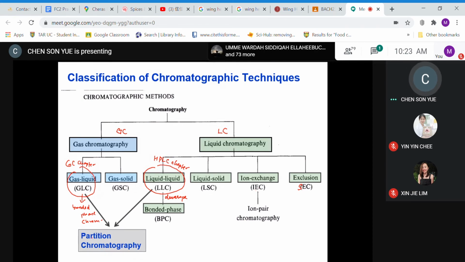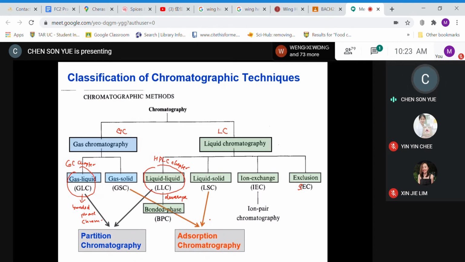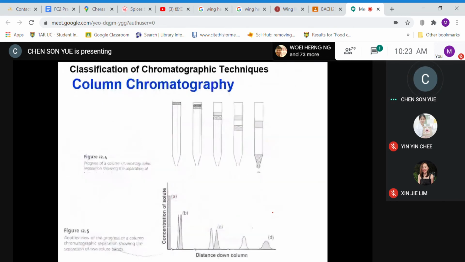Over here, GLC and LLC are partition chromatography. Solid-gas and solid-liquid are under adsorption chromatography. Now you can see normal column chromatography, a column chromatography, and this is the initial state. The sample, of course, is all liquid sample.